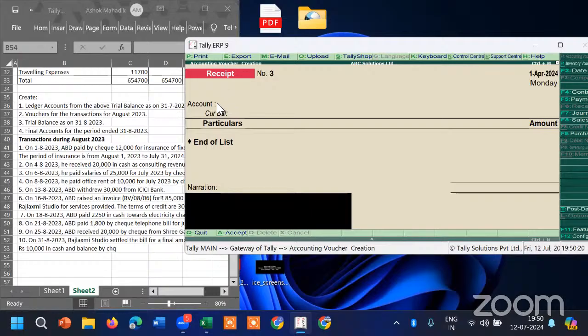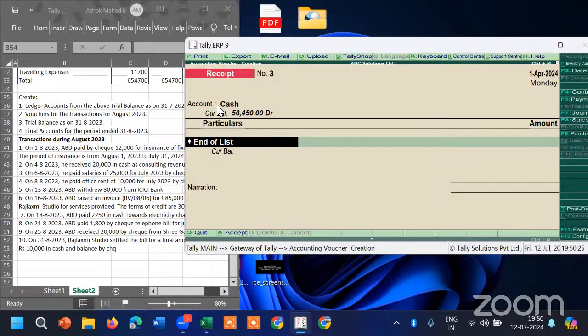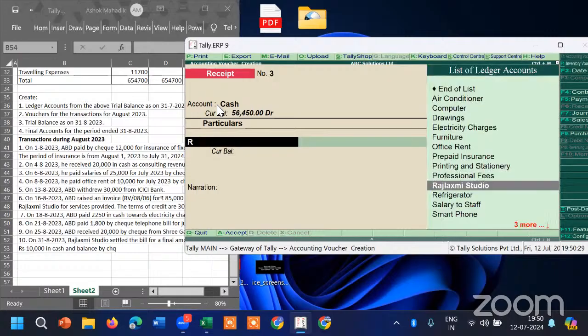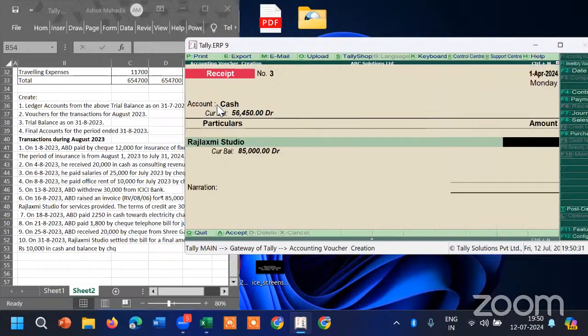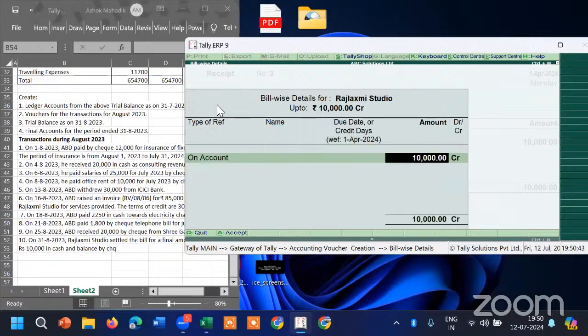First, we use cash transactions. So I'll put C. It will be cash, and party's name is Rajalakshmi. Okay, amount we have received 10,000. See, the opening balance in Rajalakshmi is 85,000. We are receiving 10,000 to cash. Always do it on account.